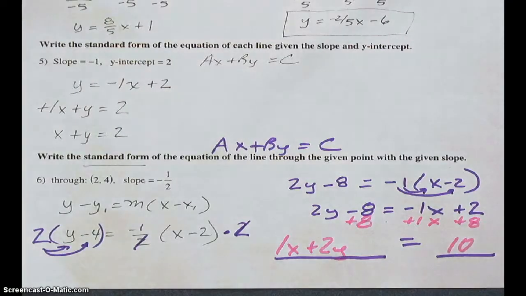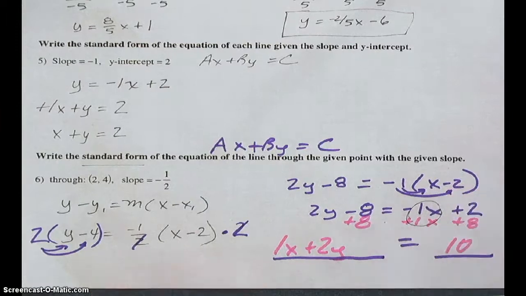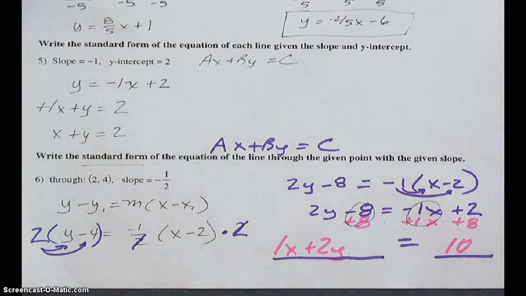So why does the opposite in algebra work? Because a negative 1x plus a 1x will turn into 0, and a negative 8 plus 8 will turn into 0.